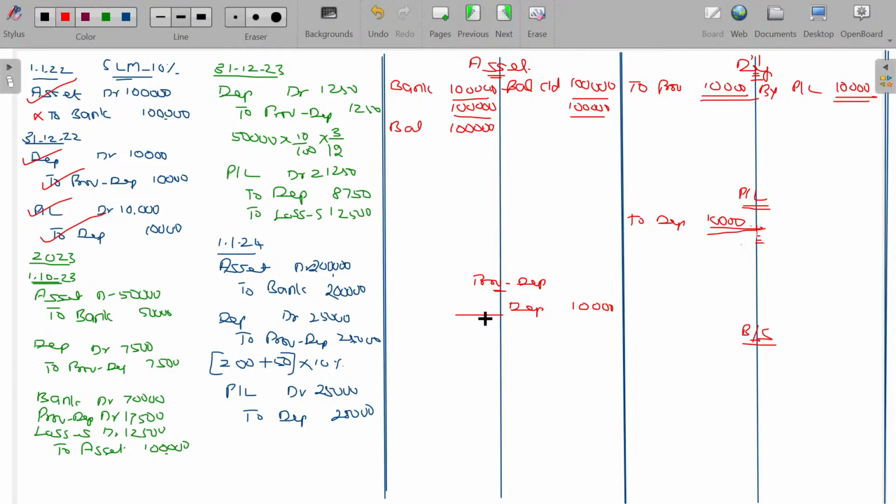And provision account also will have the balance here. In your balance sheet, asset account being 100,000 minus provision for depreciation 10,000. Now it becomes 90,000. First year is over.